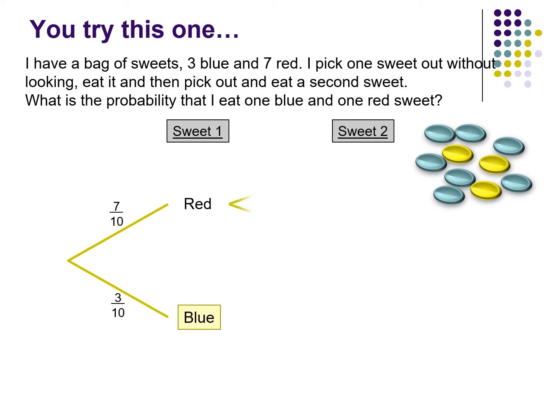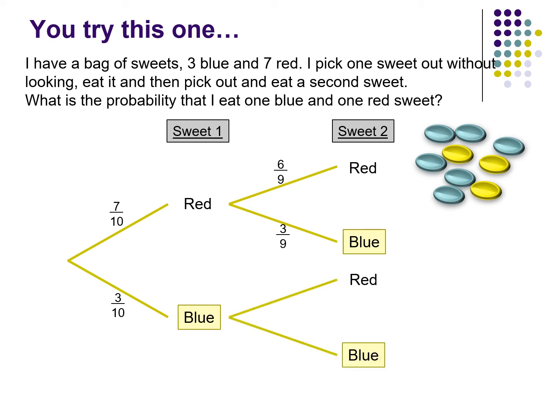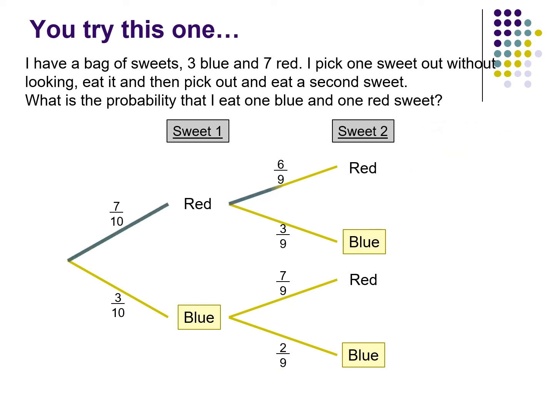Second event, picking the second sweet. Again, we've got red and blue. Be careful about what the probabilities are though. Remember, the denominator always goes down by 1, so they're always out of 9. Red, there's 6 left because 1's been eaten. Blue, there's still 3 left because none of those have been eaten. Okay, happy with that? And then the final branches, again, you've got to think carefully about the probabilities. For this one, there's still 7 red left, but there's only 2 blue left because one of them has been eaten. So let's do all of the probabilities then.